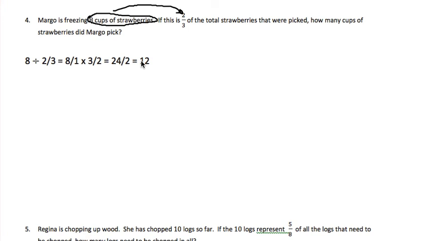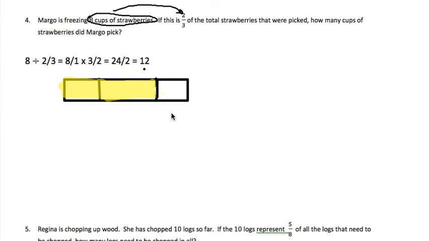Now we'll represent it with a model to prove. So we drew a model of the 2/3. We shaded 2 of the 3 pieces. And those 2 pieces represent 8 cups. So we know then that this represents 8. And if 2 pieces represent 8, 8 divided by 2 must be 4 in each piece. 4 times 3 is 12. So our math is correct, proven by the model.